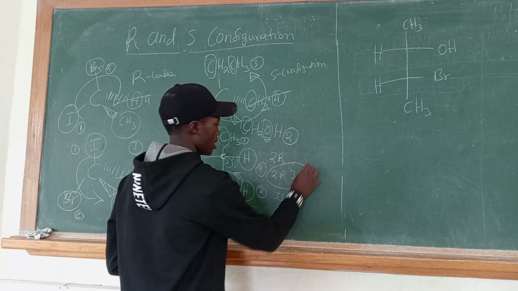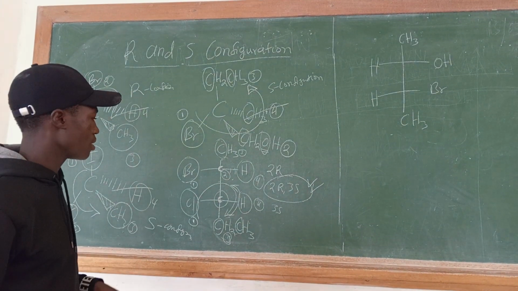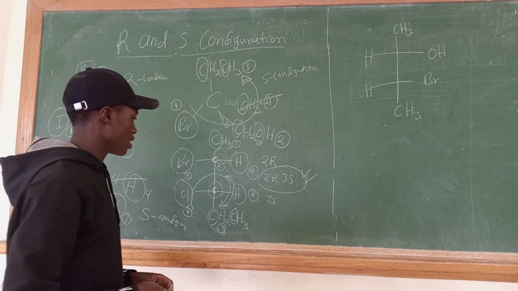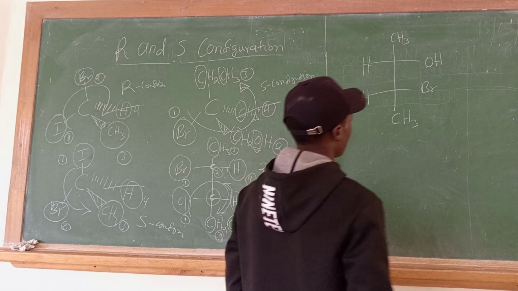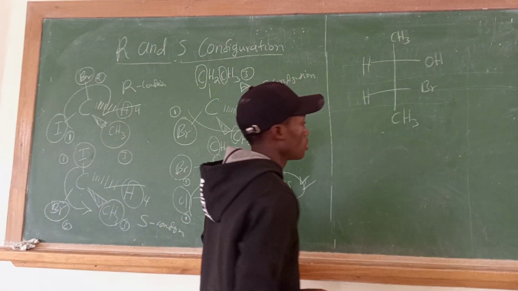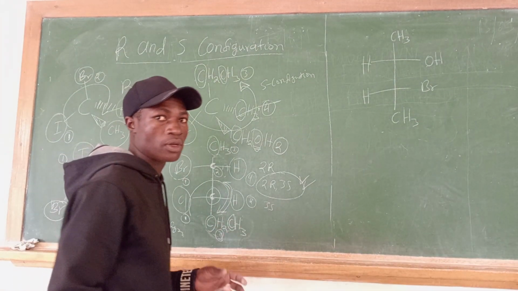3S. Now, that is when dealing with Fischer projection, most probably when they have 2 or more chiral centers. Now, let us get to this other one. Feel free to pause the video and attempt it at home to ensure that you really understood this concept of R and S configuration.